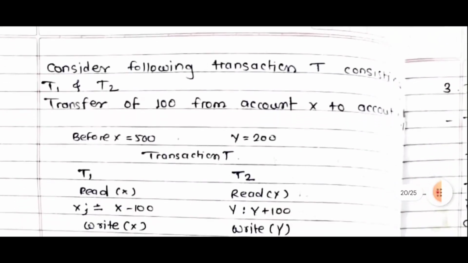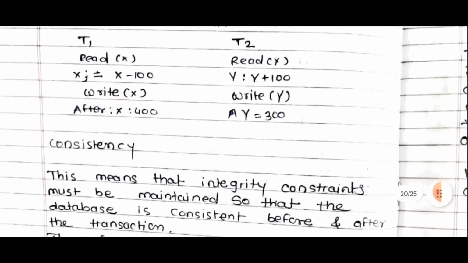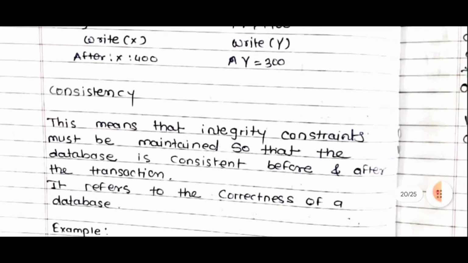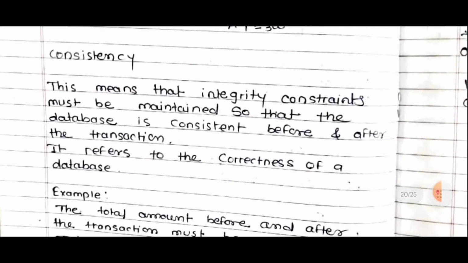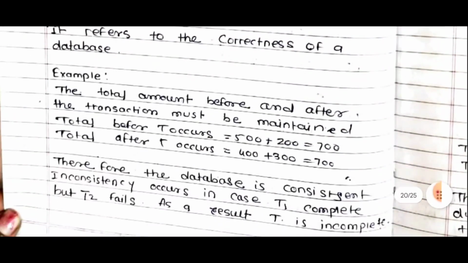Consider the following transaction T consisting of T1 and T2, a transfer of 100, as an example of atomicity. Consistency: this means that integrity constraints must be maintained so that the database is consistent before and after the transaction. It refers to the correctness of the database. This is the example given below.